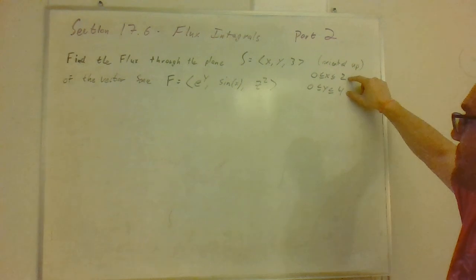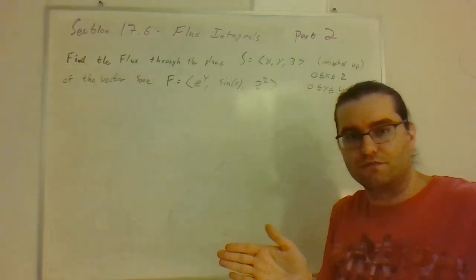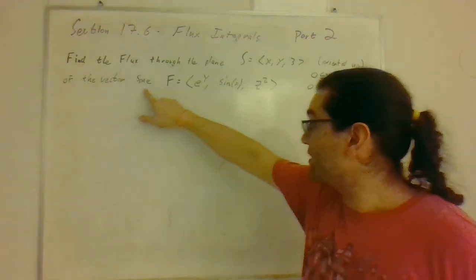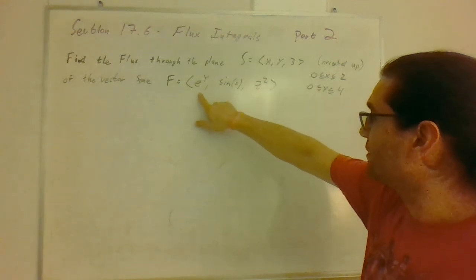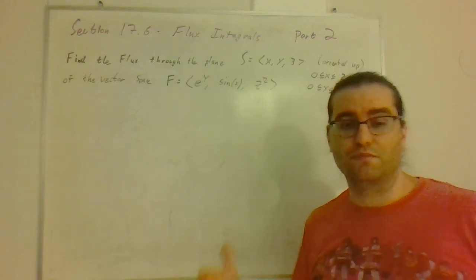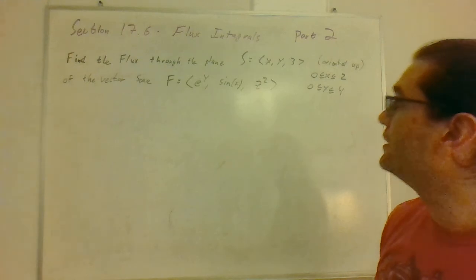It's about this big. It's about 8 units big. X varies between 0 and 2. Y varies between 0 and 4. The vector field is a little crazy. It's e to the y, sine x, and z squared, but hopefully the simplicity of the surface we're looking at this through will be nice.